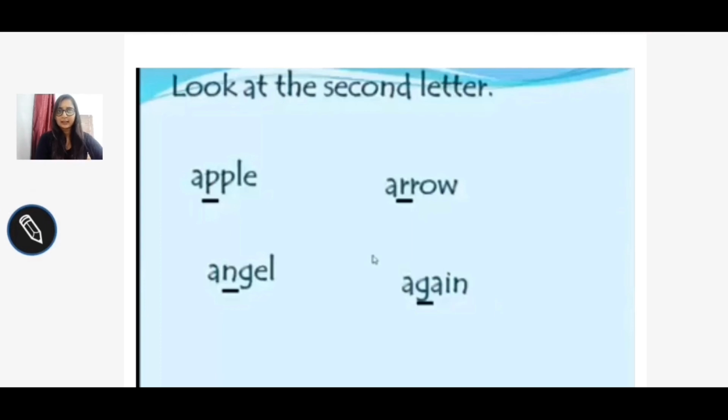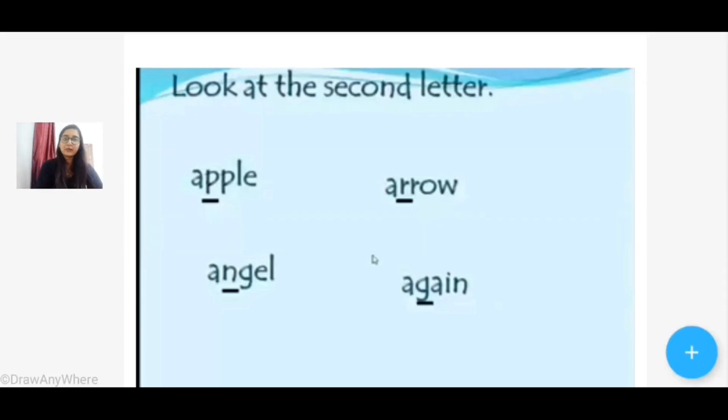Let us see another example. Look at the second letter. Let us first of all read the words. Apple, arrow, angel, again. Now this set of words also starts with the same letter A, and we have to sort them in alphabetical order. So we will look at their second letter. So P in apple, R in arrow, N in angel, and G in again. So let us again put the numbers. We will do it together.